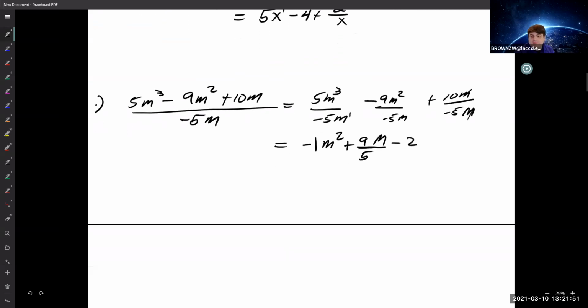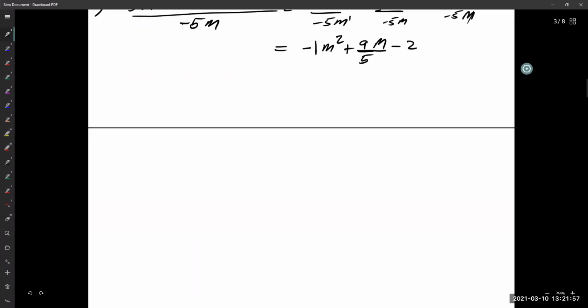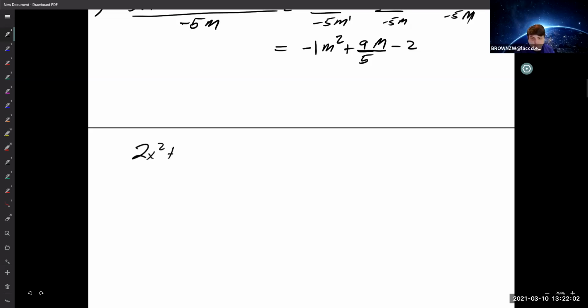All right, so this is what happens when we're dividing through by a single term, a monomial. What we're going to look at next is what happens if we divide by a polynomial, like 2x squared plus x minus 10 all over x minus 2.